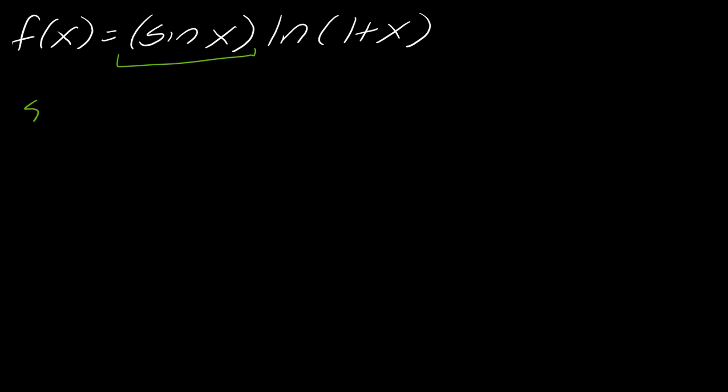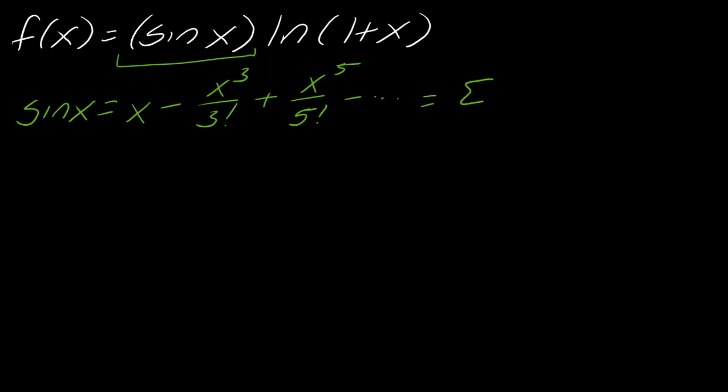So for sine of x, this series is x minus x cubed over 3 factorial plus x to the 5th over 5 factorial, and so on and so forth. I can write this series like this: negative 1 to the n over 2n plus 1 factorial times x to the 2n plus 1.